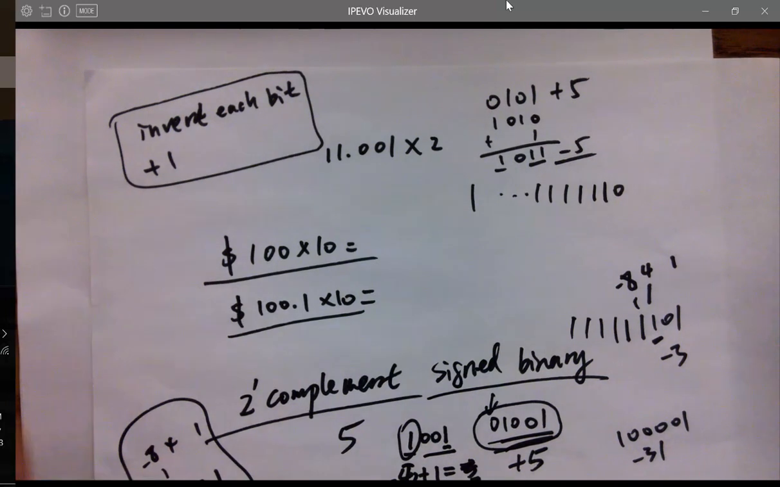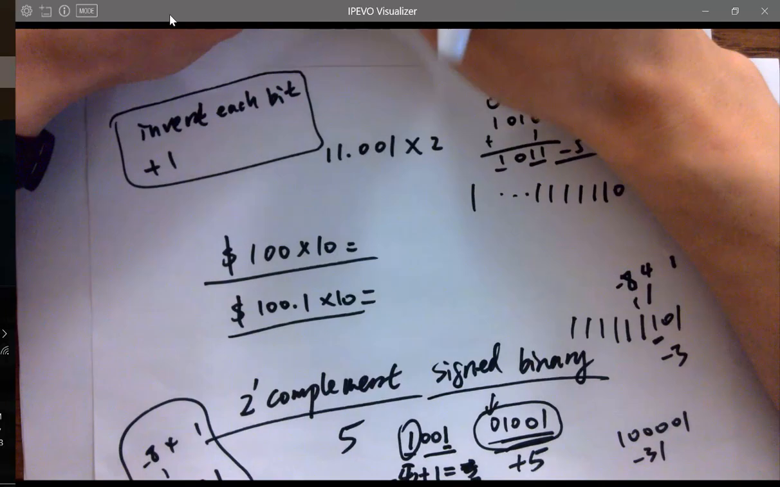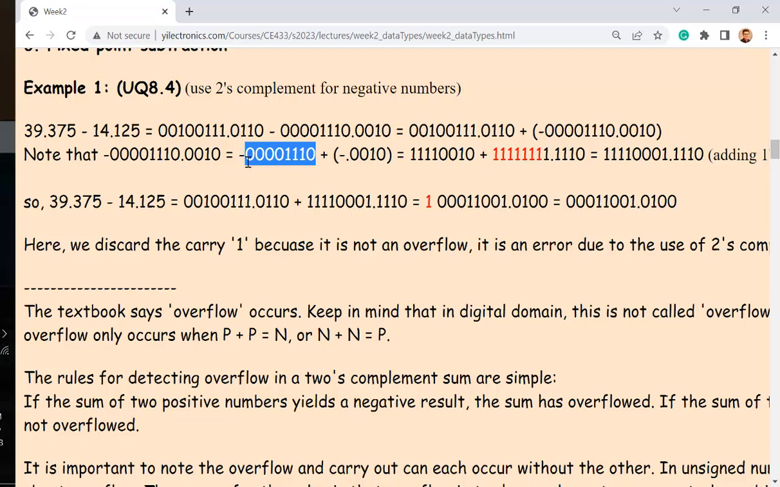Okay? The textbook method here is invert each bit and add a 1 to it, right? But my method is find the MSB first and add to it. But for this case, which way is better?